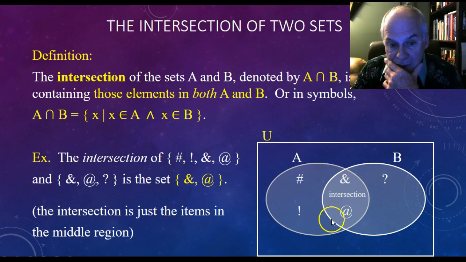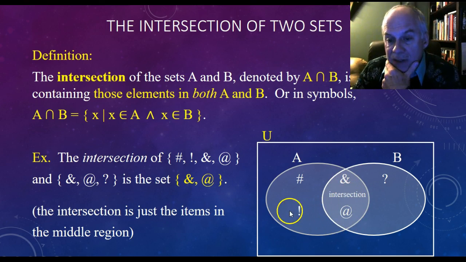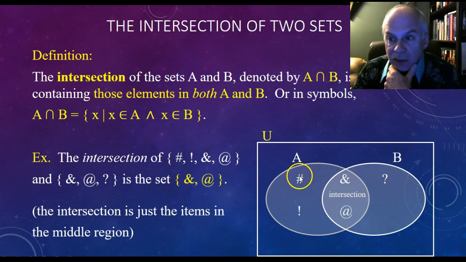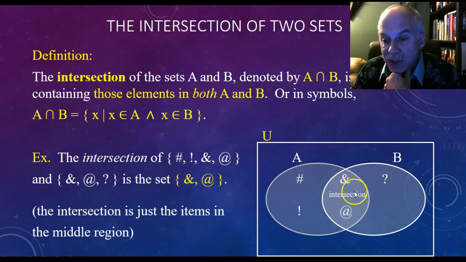So the intersection is just the region in the middle in the case of a Venn diagram. So if you have a Venn diagram and you have set A and set B, the intersection is not the whole thing like the union was, but it's just the items that are in both sets at the same time. So in this football shaped region in between.